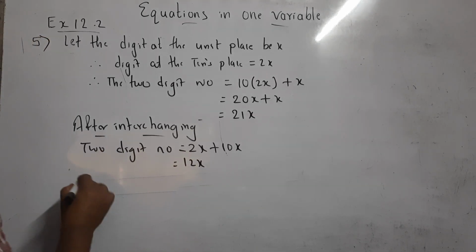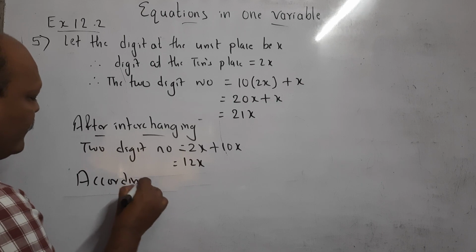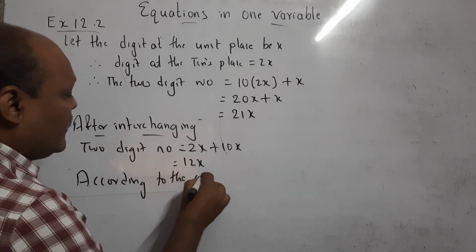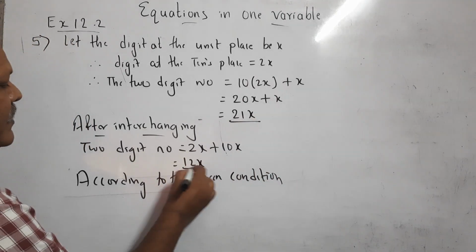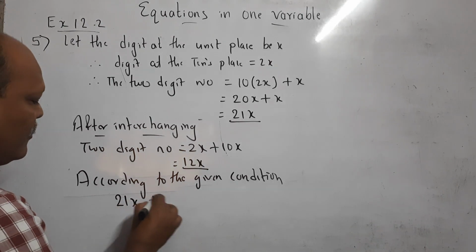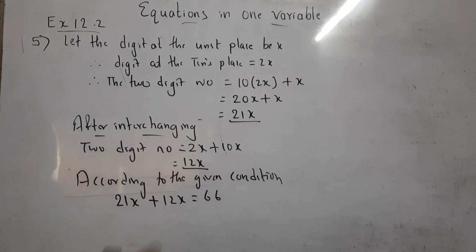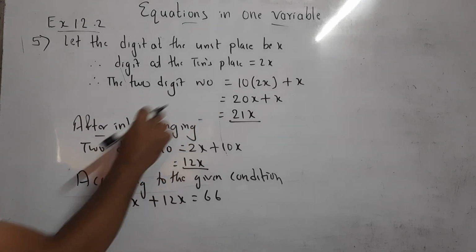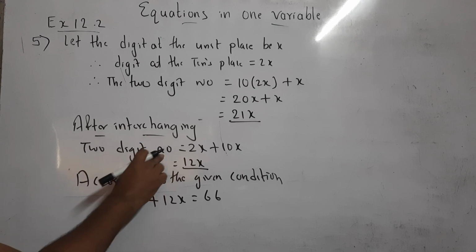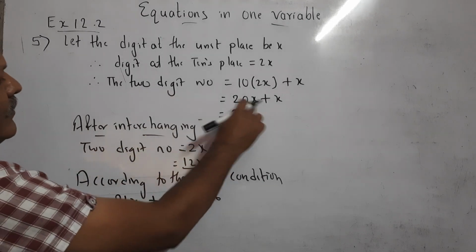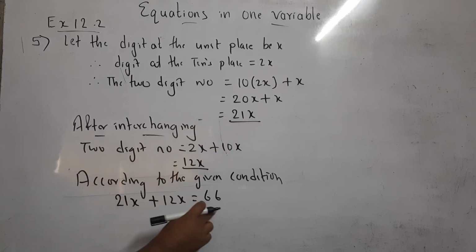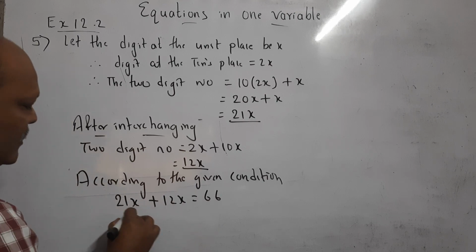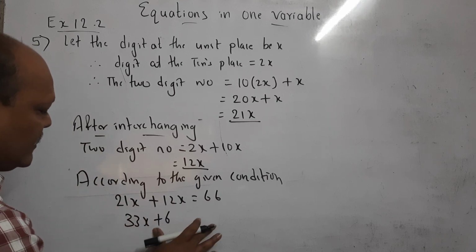12x. Now according to the given condition, what is the condition given here? The sum of 21x plus 12x is given to you as 66. So 21x plus 12x is equal to 66. This is the original two-digit number and this is the two-digit number after interchanging. Always remember, this is the original number and this is the one after interchanging. The sum of both, 21x plus 12x, is equal to 66. 21 plus 12 is how much? 33x is equal to 66.